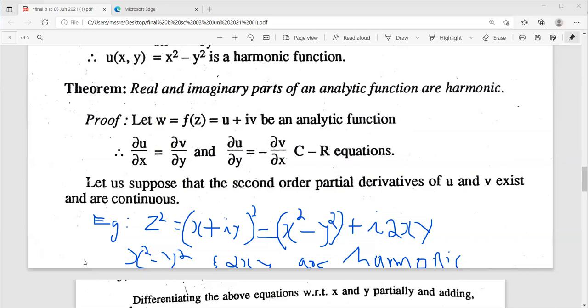Proof. Let w equals f of z equals u plus iv be an analytic function. When I say that it is analytic, it should satisfy the CR equations. So because u plus iv is analytic, it satisfies the CR equations. See, what are the CR equations? Delta u by delta x equals delta v by delta y, and delta u by delta y equals minus delta v by delta x.